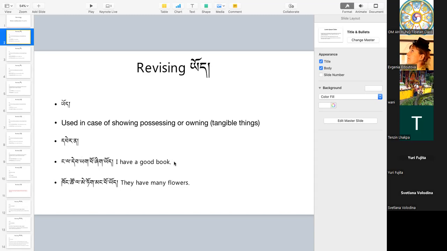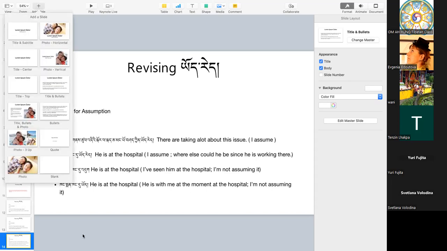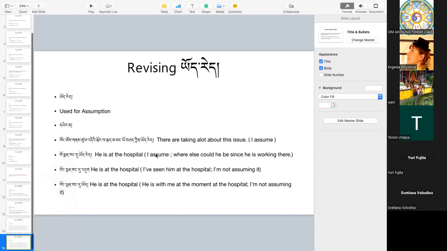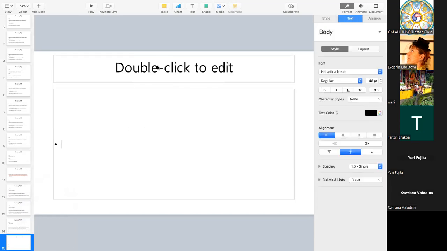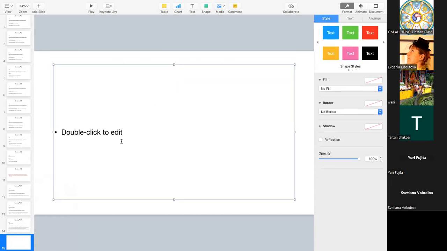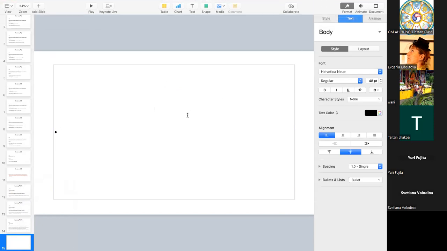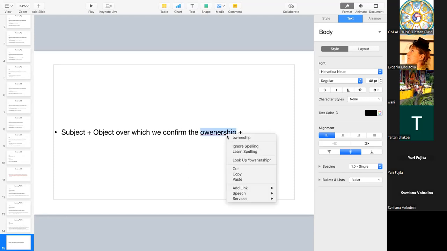So let me take a new slide. The things that we show in this are the subject, the object over which we show or confirm the ownership, and finally the particle yue.